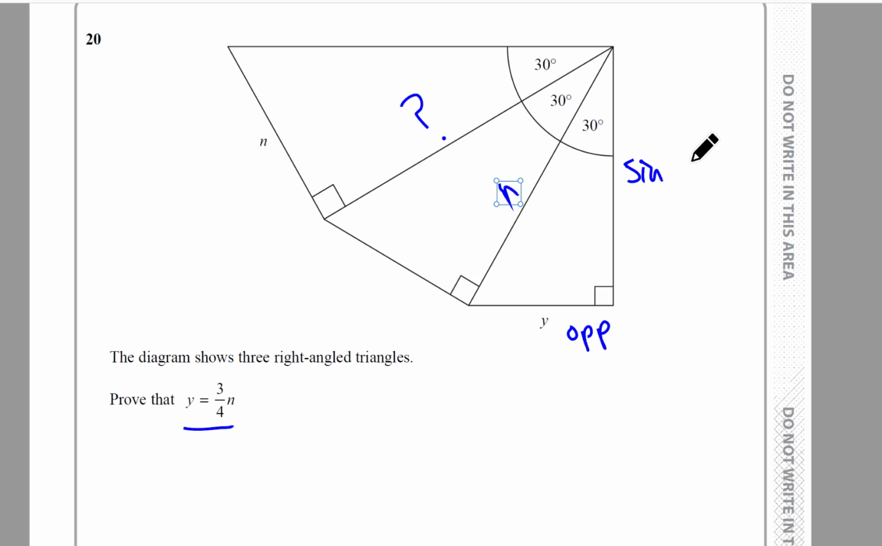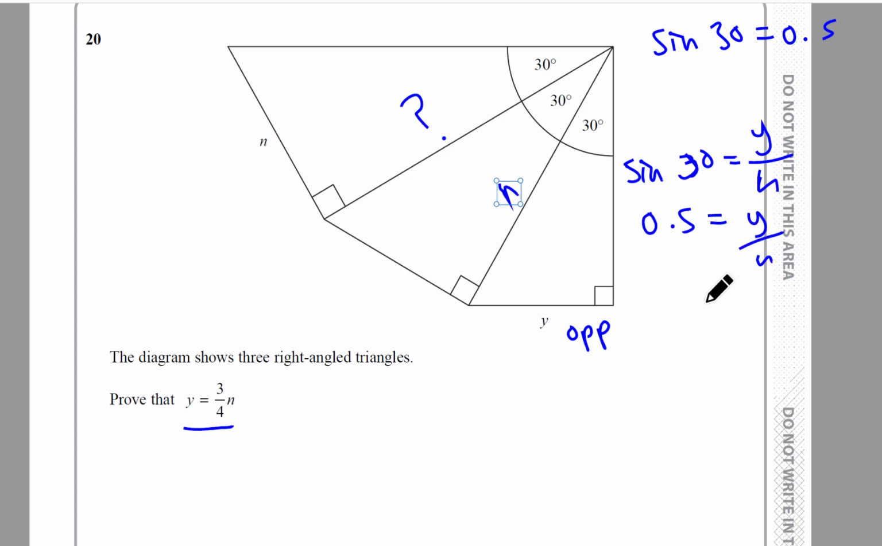So if you think, this is the opposite, we've got the hypotenuse, we want to find a hypotenuse, so we know sine 30 is going to equal opposite over hypotenuse, so that's y over h. Now sine 30 equals 0.5. You need to know that to be able to do this. So 0.5 equals y over h, times that by h, so we've got 0.5h equals y.